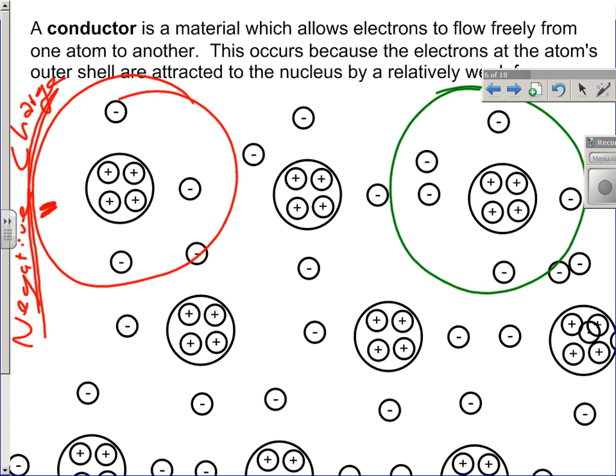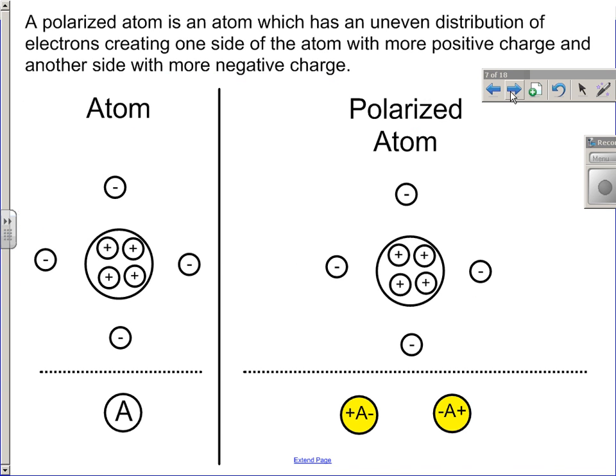But the big thing that you need to understand is a conductor allows the electrons to literally move from one atom to another. Like in this case, this electron had moved from over here, right? So the electrons move from one atom to another. That is a property only of conductors. Now, at the other end of the spectrum are what are called insulators.